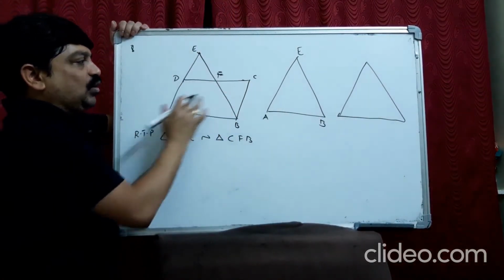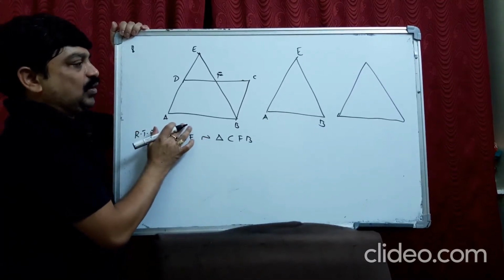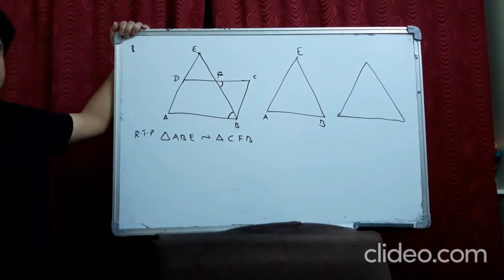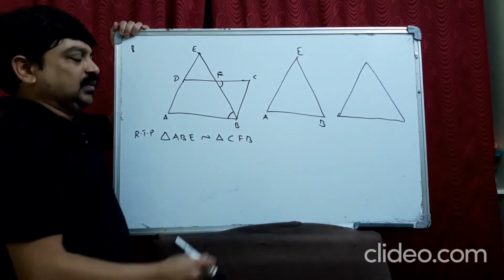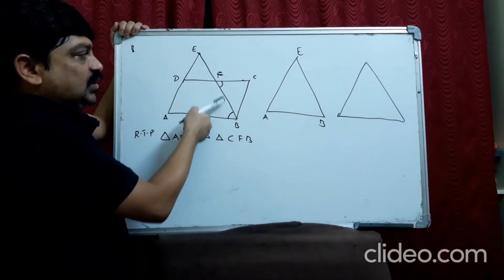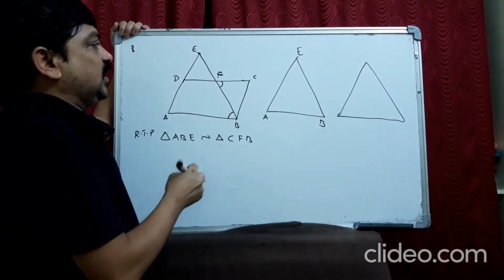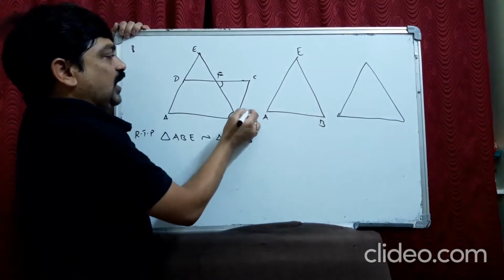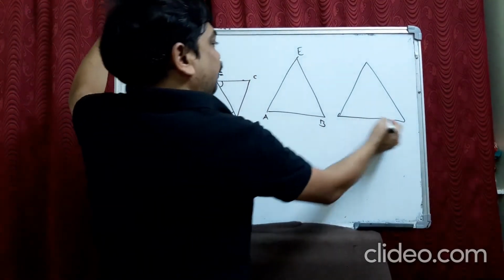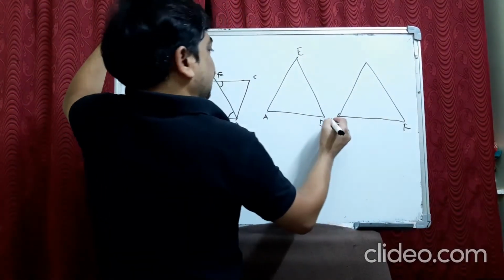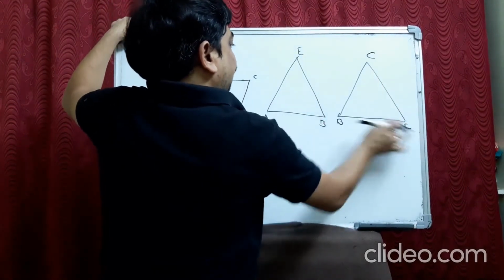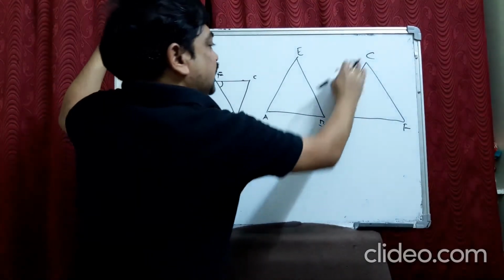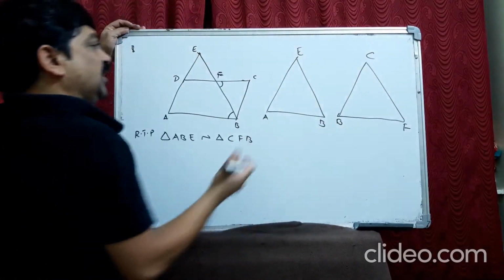See, this is a parallelogram. When this is a parallelogram, this angle will be equal to this angle. Agree? Because these are alternate angles. This angle will be equal to this angle. So, angle EBA should be equal to angle CFB. So, I write F here and B here. Angle CFB. Now, CFB can be anywhere.